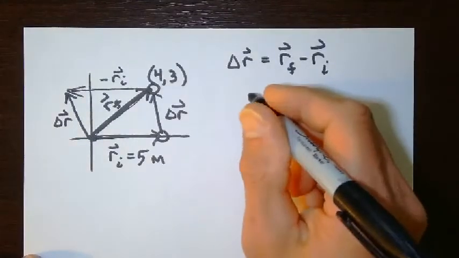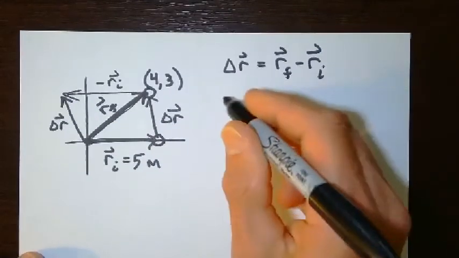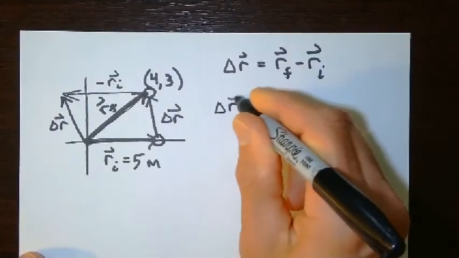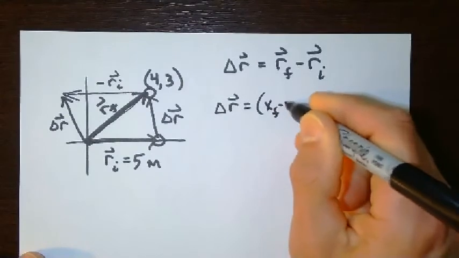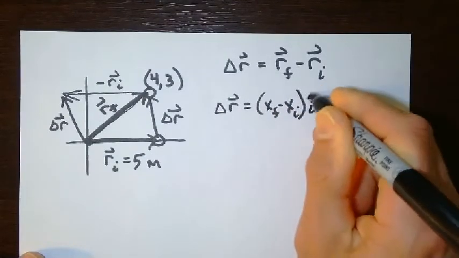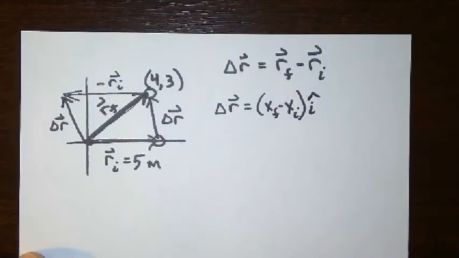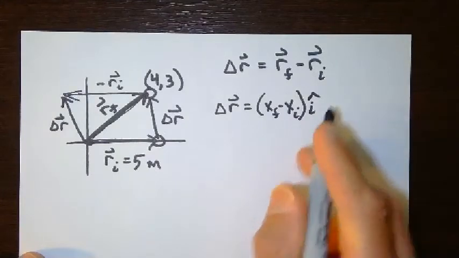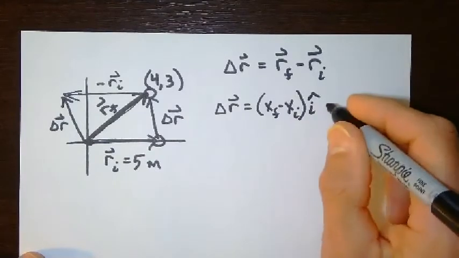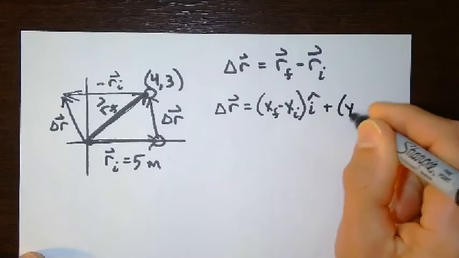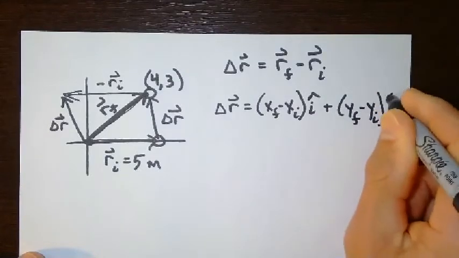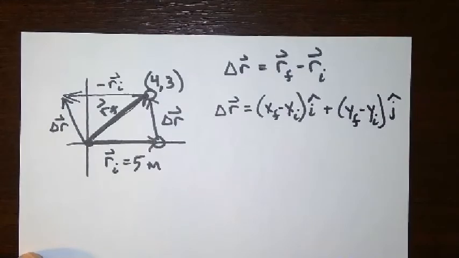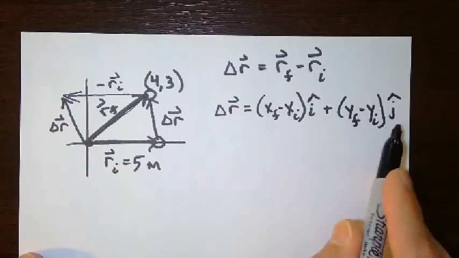From a unit vector point of view, this is what this is going to look like. You have to subtract the x parts of those vectors, and you leave those in front of the i hat vector, and then you do the same thing for the y pieces. So you have to subtract the y values multiplied by the j vector.